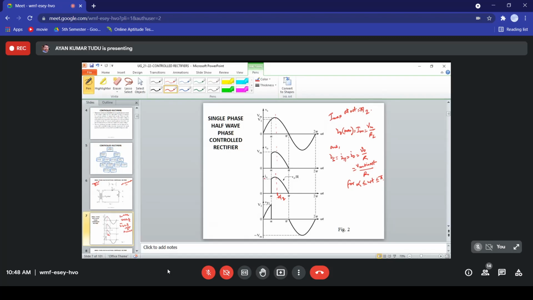So when the load current is flowing, then only the source current will also be flowing. So IS will be equal to IT1. That is, IT1 is the current through the thyristor, equal to the load current, that is I0, which is equal to V0 by R, which is equal to Vm sin omega t by R.